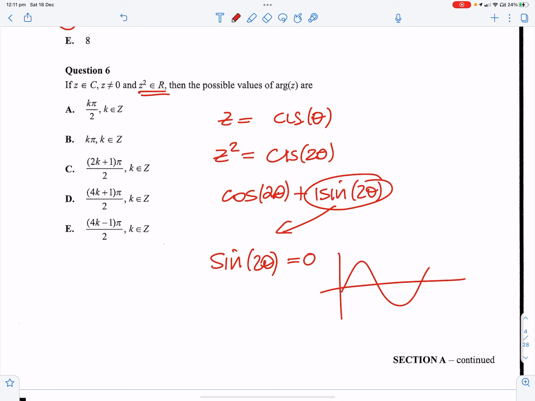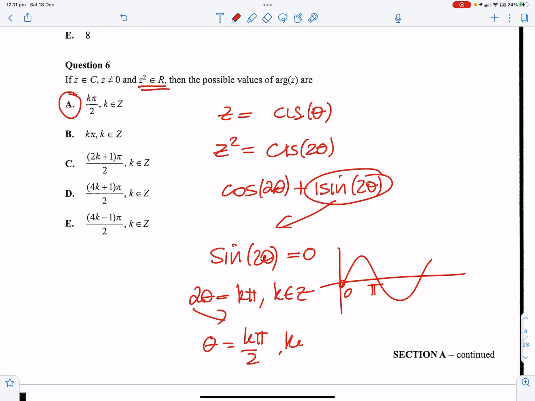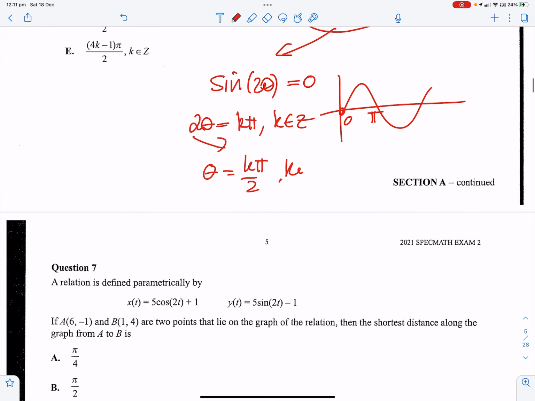When does sine equal 0? 0, pi, etc. So we get 2 theta is equal to 0, pi, which is just k pi, k is an element of z. If we divide that 2 to the other side, we get theta is k pi on 2, k is an element of z. So we get A.